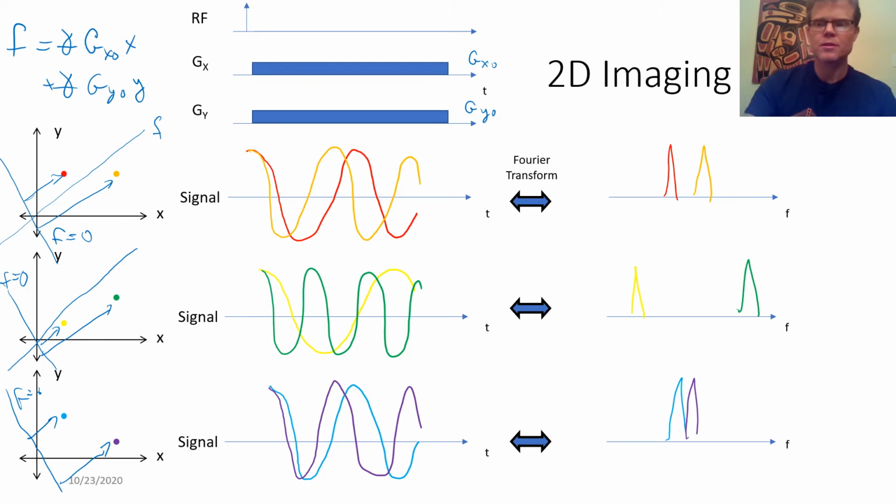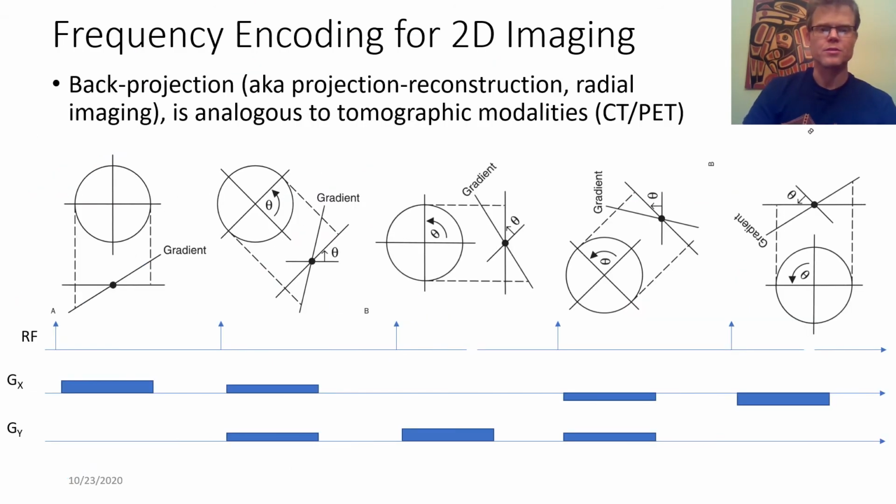So there's a name for this technique that we're actually building up of both applying X gradient, frequency encoding, Y gradient, frequency encoding, and maybe some mix of the two. And this is called back projection, also known as projection reconstruction, or sometimes called radial imaging. And it turns out to be mathematically very analogous to your tomographic imaging modalities, CT and PET.